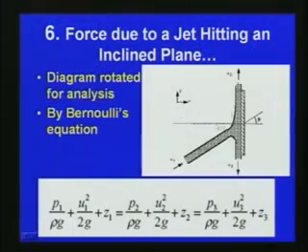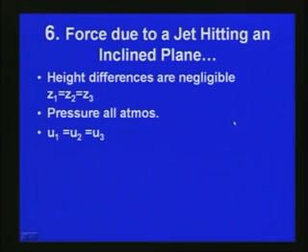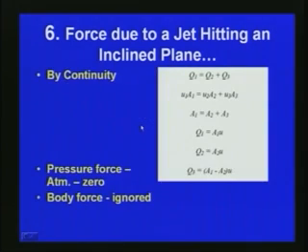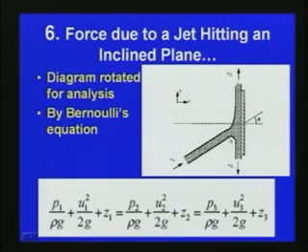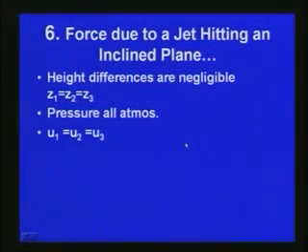The pressure is atmospheric, so all the pressure terms are the same. Here we can see that u1 is equal to u2 is equal to u3. With Bernoulli's equation, u1 is equal to u2 since the pressure is atmospheric. Those terms are gone, and z1 is equal to z2 is equal to z3. So finally we get the velocity, as an approximation, u1 is equal to u2 is equal to u3.